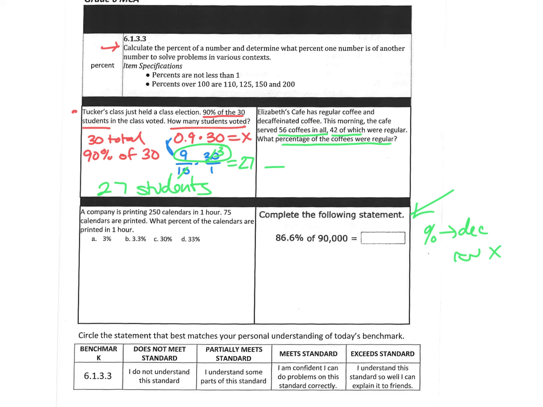So I think this question is written a little poorly, but we're going to go with it. We have 250 calendars being printed in an hour. 75 are printed. We want to know what percent of the calendars are printed. So we're going to say, okay, we have 75 of the total 250, and we know that we can change that to a decimal. And when we change it to a decimal, then we can multiply that by 100, and we can get our percent. What do you think?